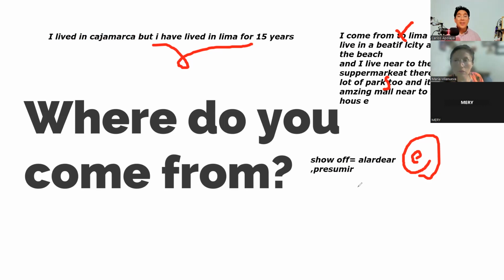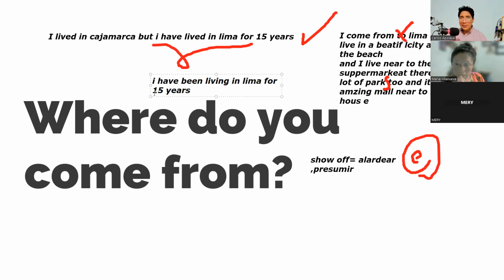Duration. So remember that this sentence is okay. But when you focus on duration, you can say, I have been living in Lima for 15 years, because it focuses on duration. So you say, well, I come from Lima. You know, I live in Cajamarca, but I have been living in Lima for 15 years. Ah, that's totally different. Then you have, it's a beautiful city around the beach, I live near different supermarkets, and there are a lot of parks too, and it has an amazing mall near my house.